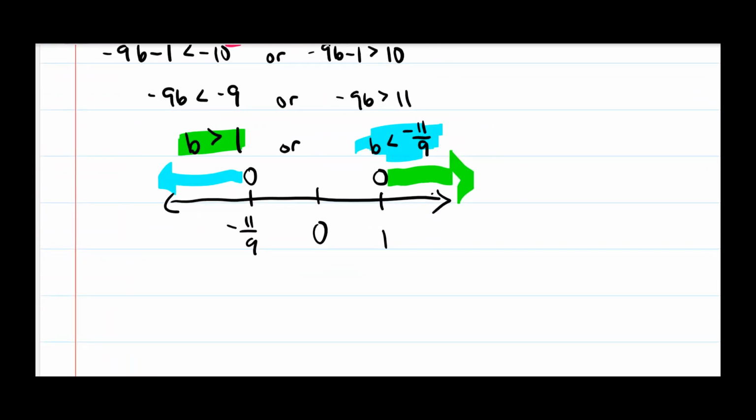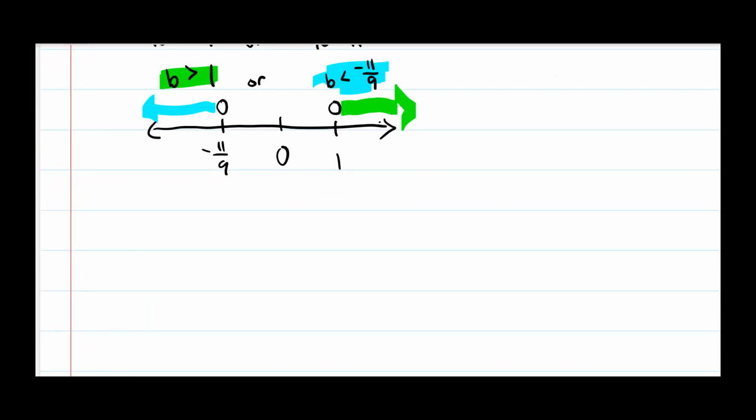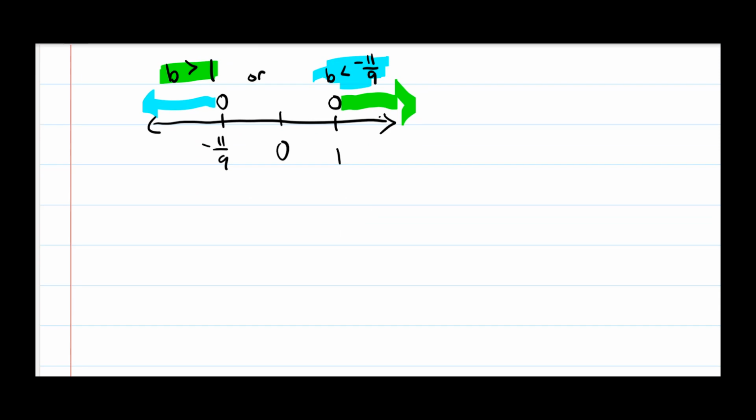So when we solve it, we get the solution b is greater than 1, or b could be less than -11 over 9. Now, I like to look at the graph to then set up the interval notation, the solution using interval notation. So let's go ahead and write this down. So interval notation is going to look like this.